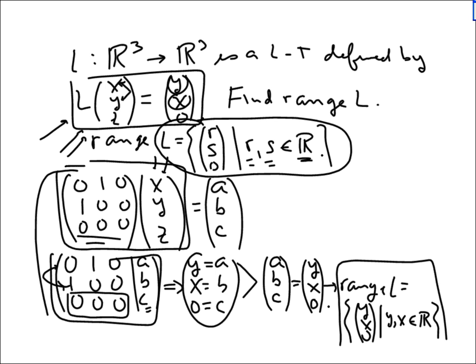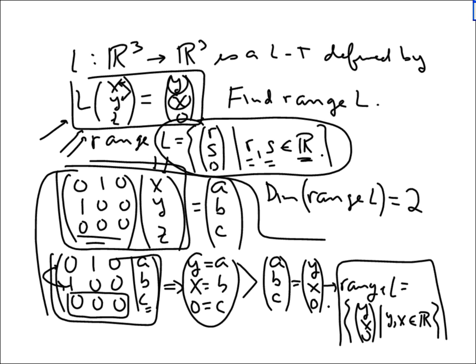Okay. Now, what is the dimension of the range of L? Well, there are two free variables, R and S. It's 2. I don't think it's best to solve it by making up the matrix and seeing what ABCs you can get.